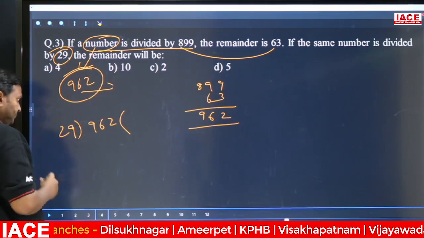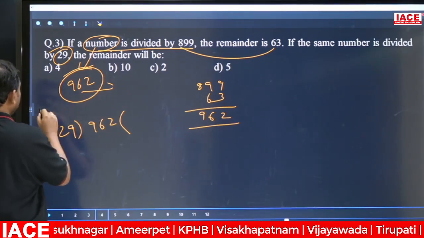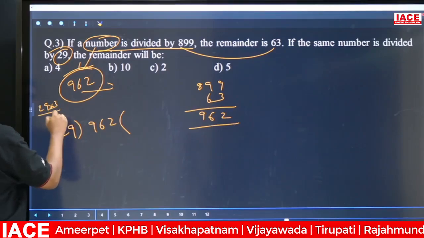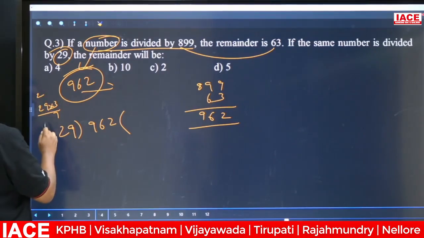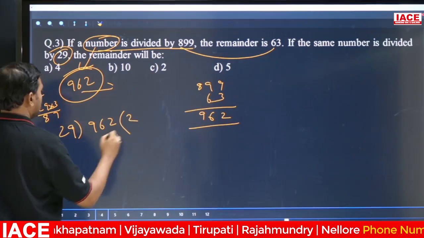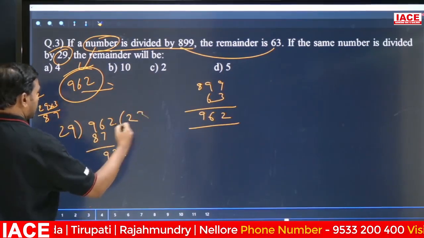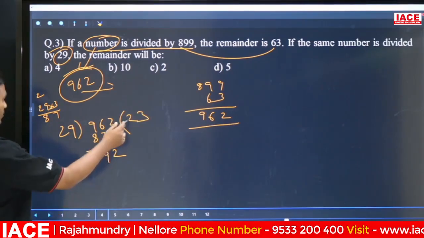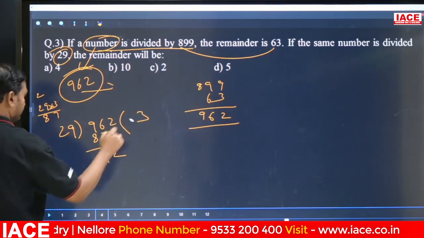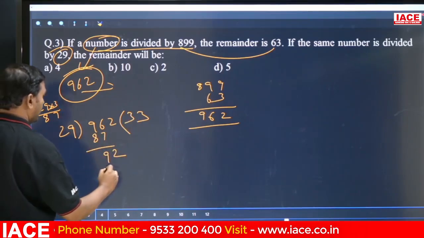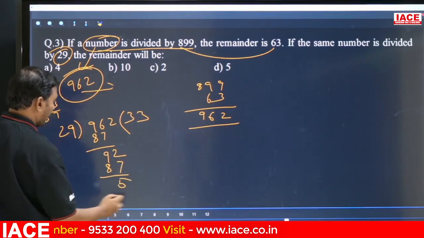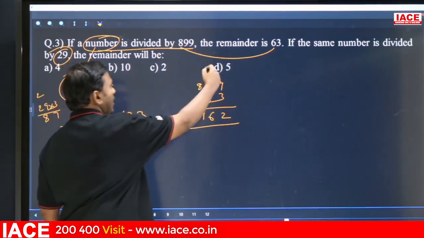So 29. 29 3 is how much? 3 9s 27. So 3 to 6, 8, 87. That means 87 means 9, 2. Again 87, means how much? 5. So what is the remainder? The remainder is 5. So option D is the right answer.